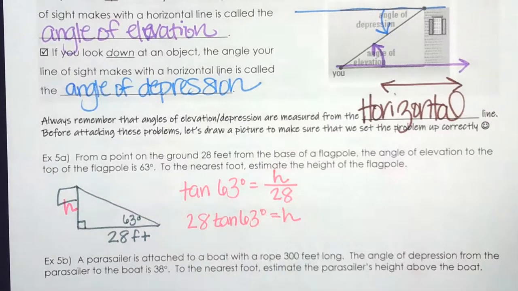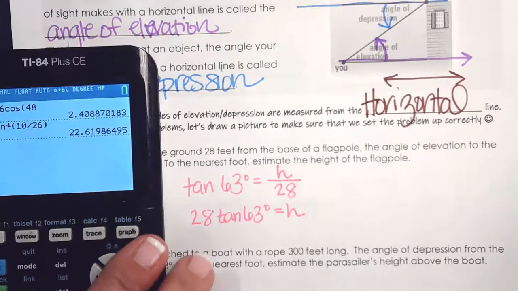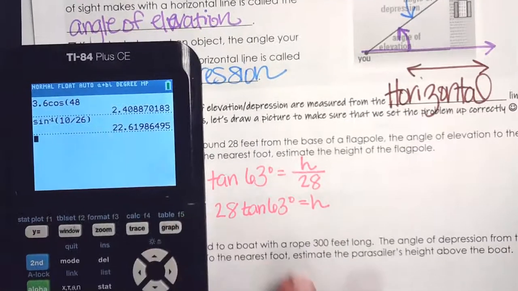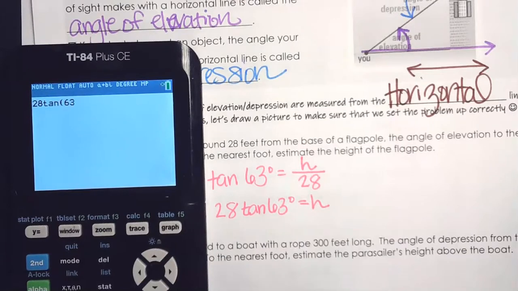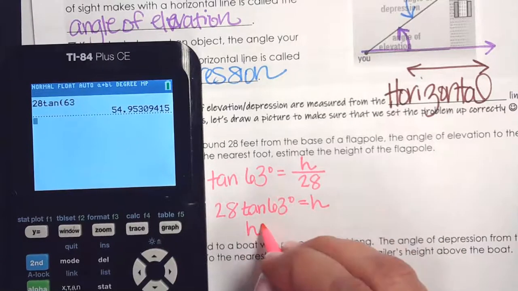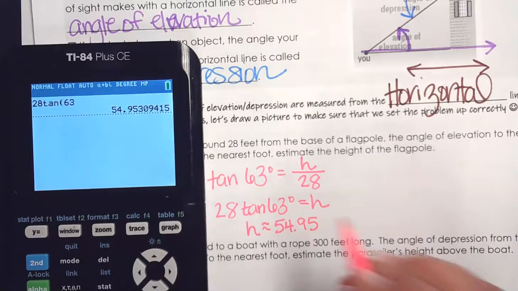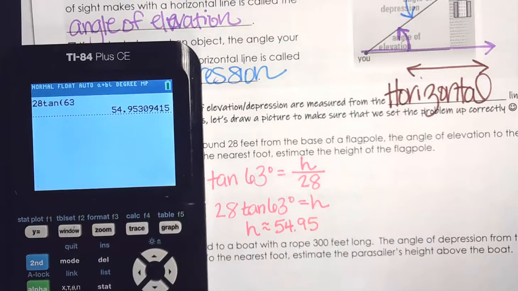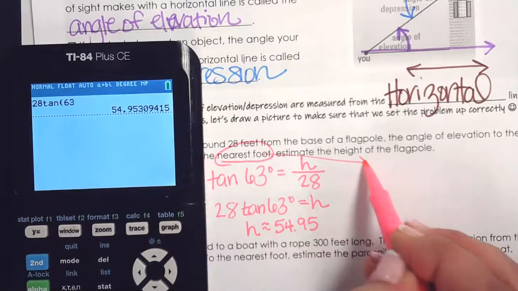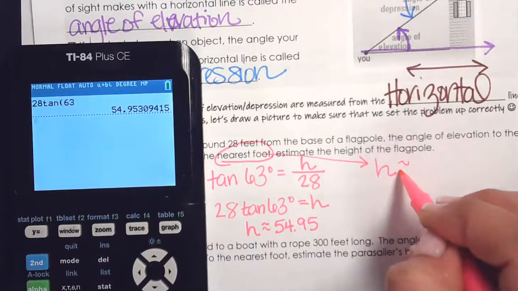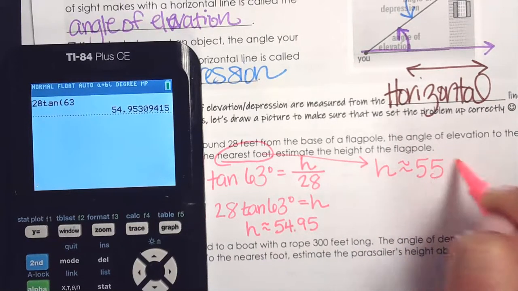Our goal is to isolate h, so we need to multiply by 28. And do we need to use the inverse in this problem? No. So we can just punch in 28 times the tangent of 63. We get that h is about 54.95. It does say to the nearest foot. So to the nearest foot, that would be about 55 feet.